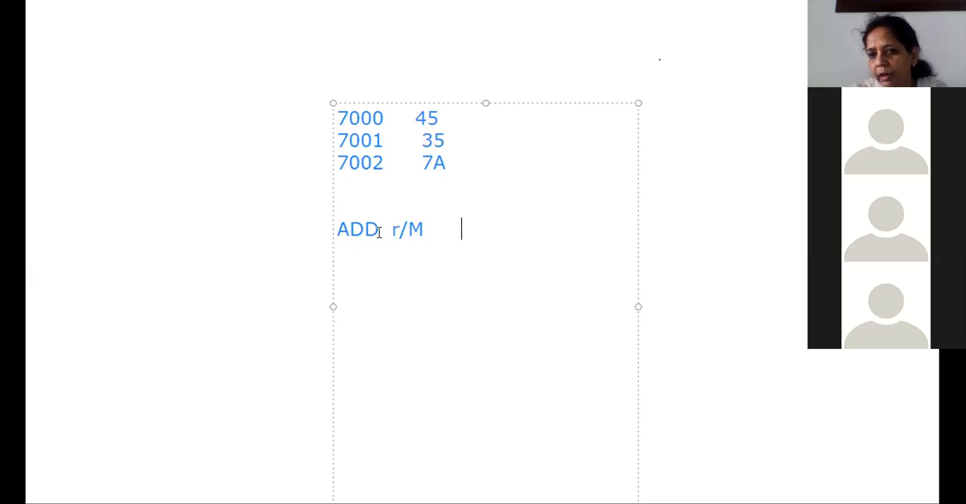I will have to use either ADD R or ADD M. These are the two instructions, and I will have to use one of them. That means one number should be in one register and the other number should be in another register, which is nothing but A. Either this should be in A or that should be in A, and one of the numbers should be in another register. Suppose I try to use ADD R.